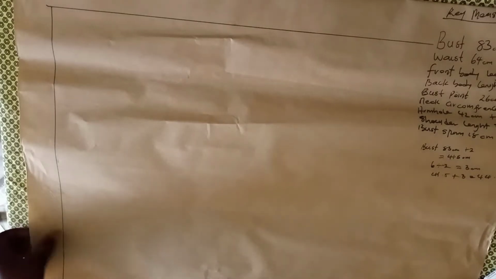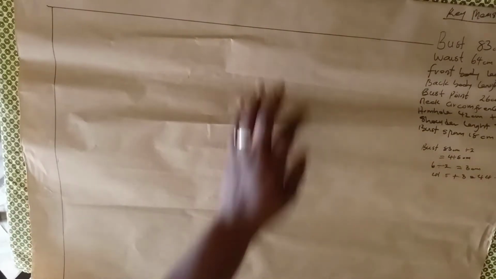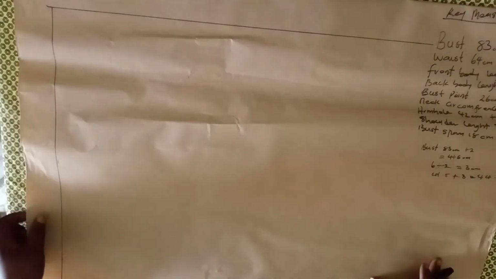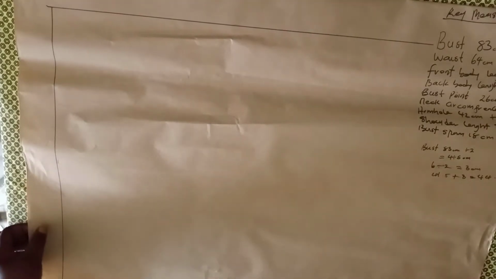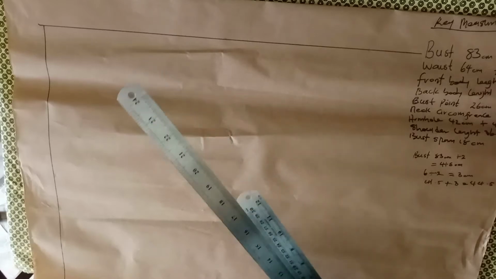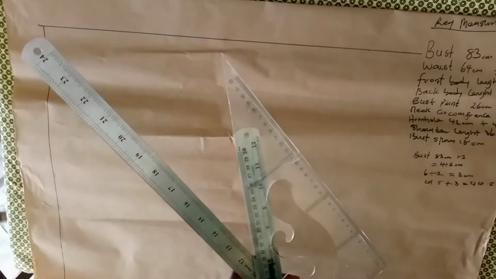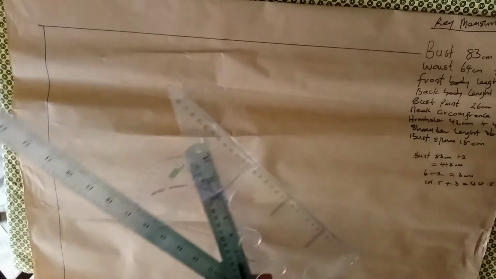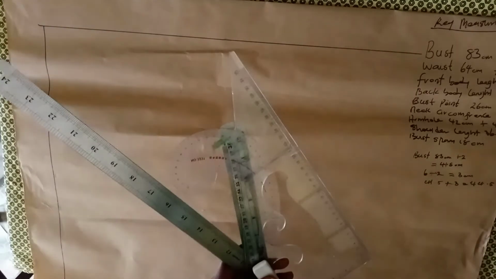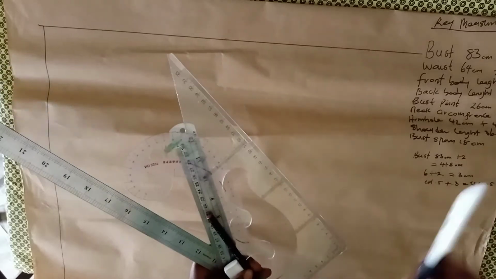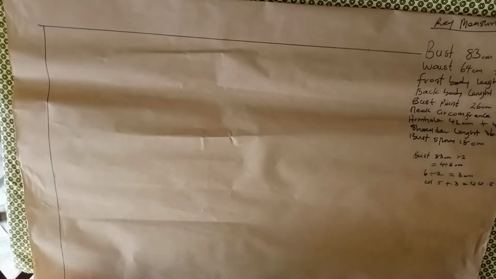Welcome to today's tutorial. Today we are treating a basic bodice block. Now, for us to draft our basic bodice block, we need a pattern paper. You need your rulers, your set square, your armhole curve, your eraser, HB pencil, and I'm going to use my black marker for it to be very visible.